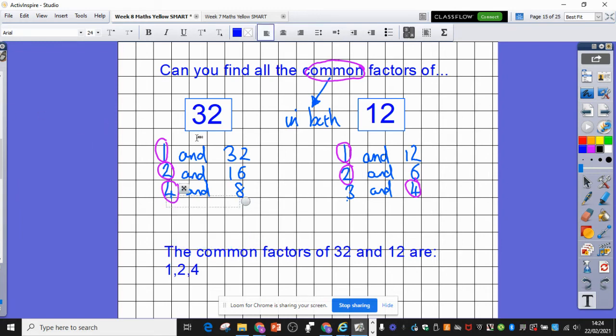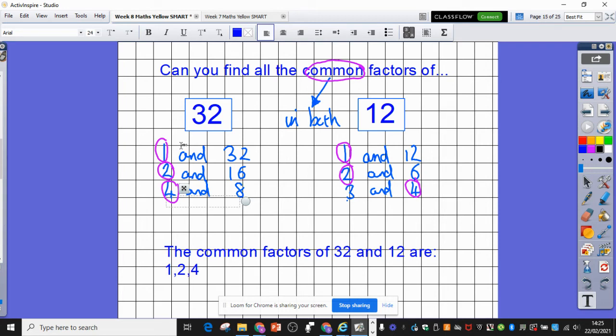And I've done exactly the same with 12, because I know 1 times 12 is 12, 2 times 6 is 12, 3 times 4 is 12, and then I could have continued on and done 4 times 3 is 12. So again, I've transposed those factors, so I know that I've got them all there.